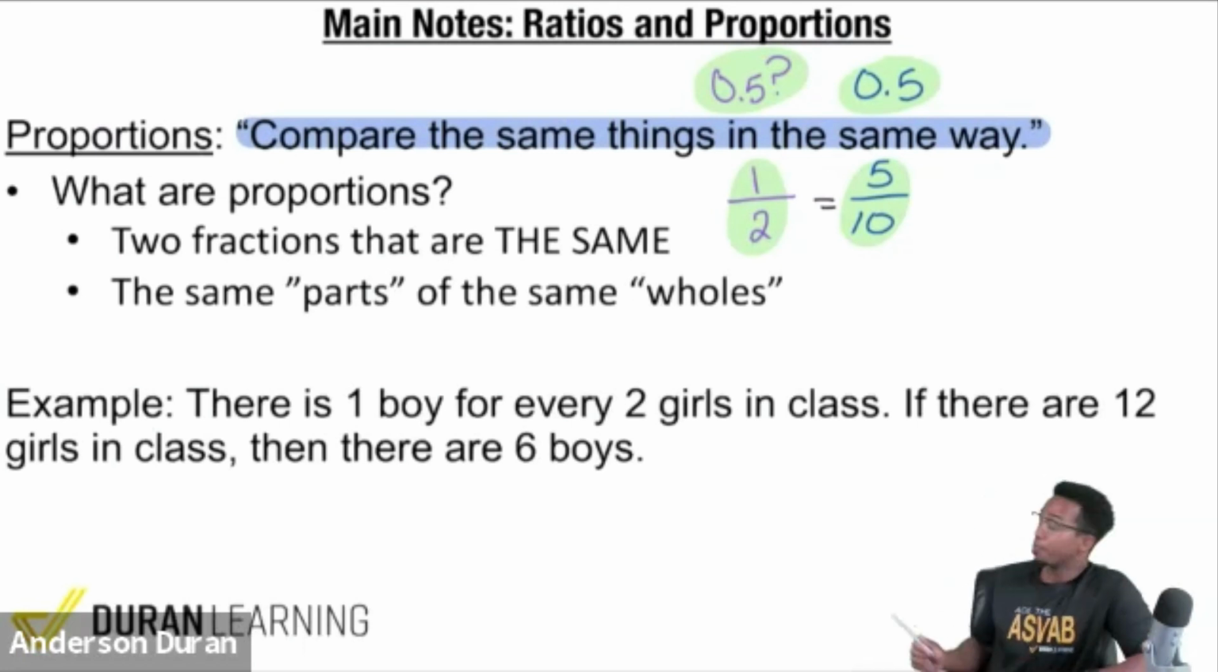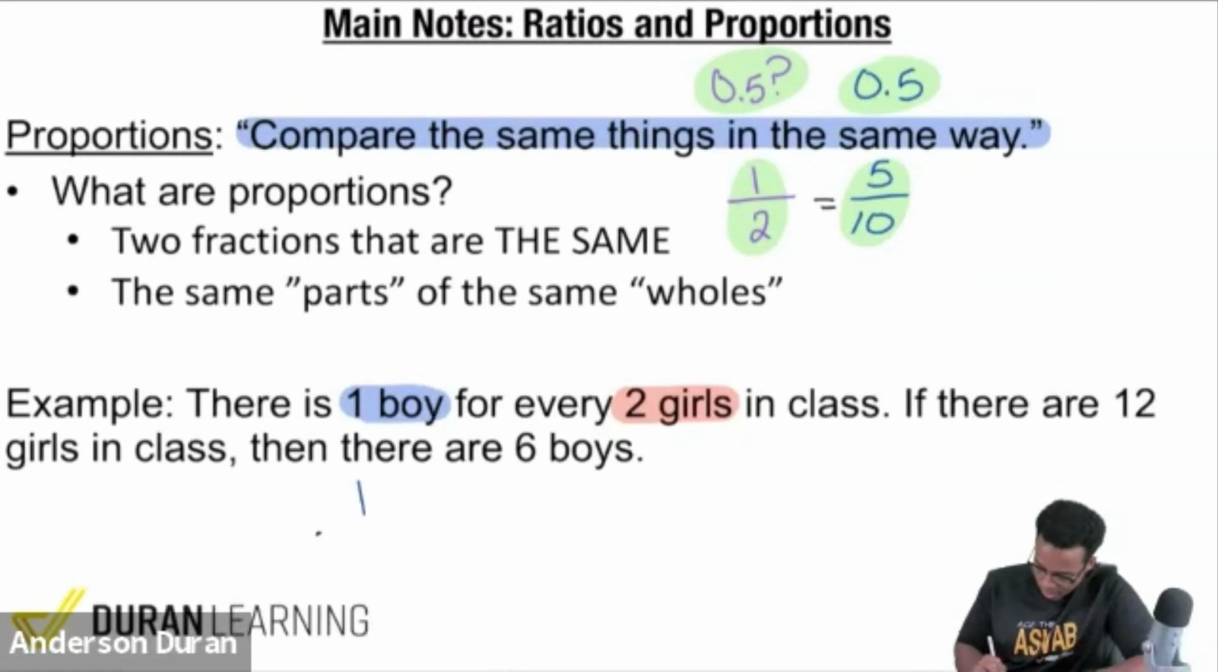Again, compare the same things in the same way. That's all you have to worry about. Watch this. There is 1 boy for every 2 girls in class. If I write out 1 divided by 2, we already said that the 1 represents boys and the 2 represents girls, right?